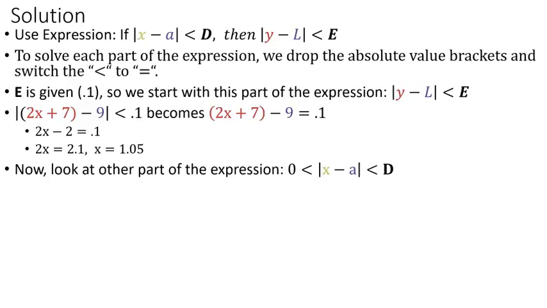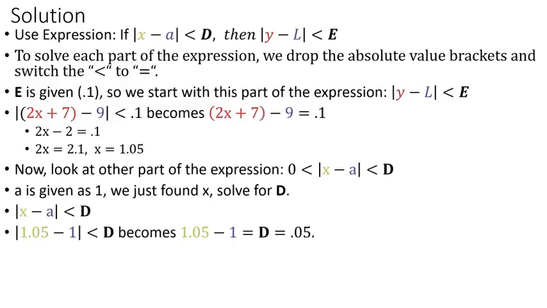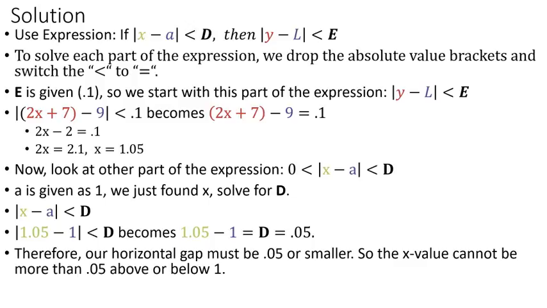Now, we're interested in finding the horizontal gap, so let's use the delta part of the expression. a was given as 1, we just solve for x, and we can solve for delta. Do the same method and we'll find that delta equals 0.05, so our horizontal gap must be 0.05 or smaller. So the x value cannot be more than 0.05 above or below 1.